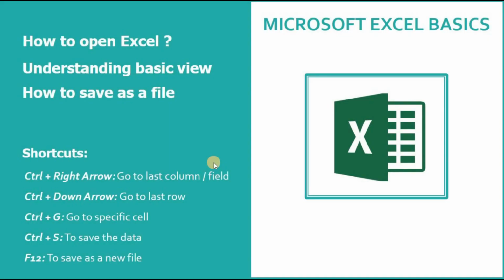So far, we have seen how to open Excel, understanding the basic view, and how to save a file. Along with that, we saw the below shortcuts. Ctrl plus right arrow is for moving to the last column. Ctrl plus down arrow is for moving to the last row. Ctrl plus G is for moving to a specific cell based on reference. And Ctrl S is to save the data and F12 is to save as a new file.